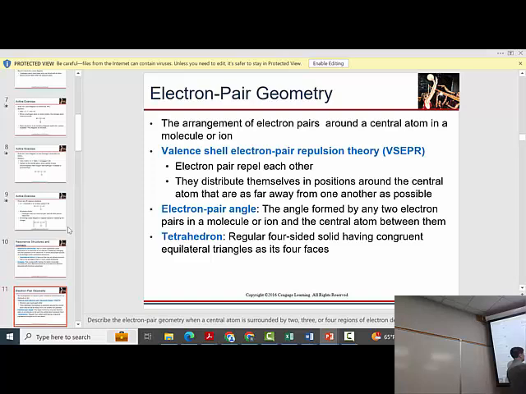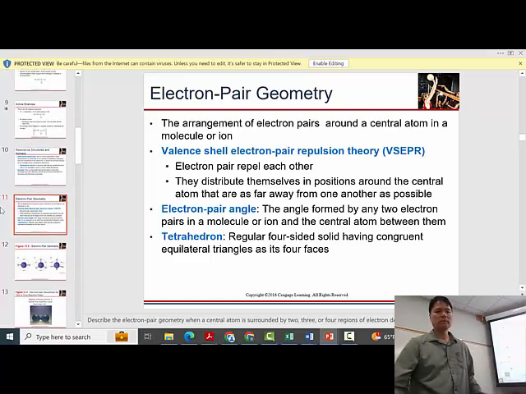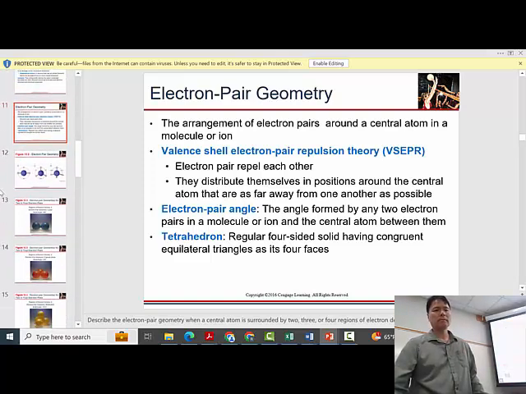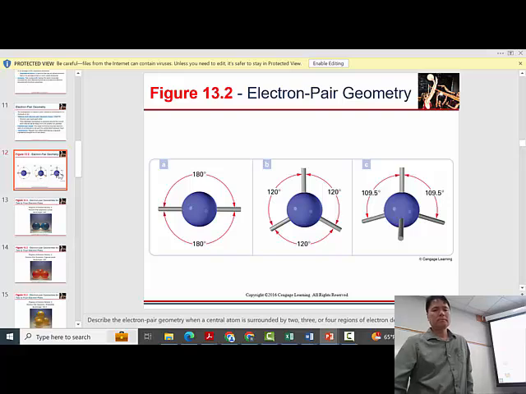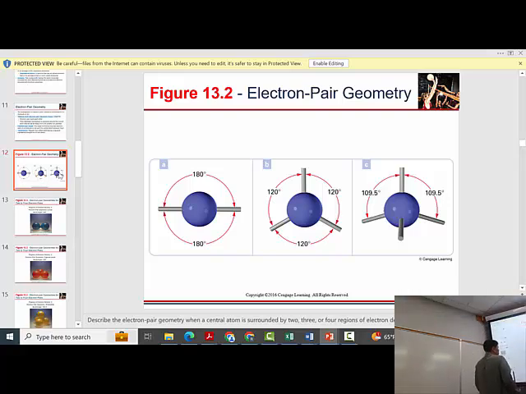This is kind of out of place, but we'll talk about tetrahedrons later. So we'll start thinking about the shape. When we draw Lewis structures, we don't really care about the three-dimensional shape. But if we care about the three-dimensional shape, then we're going to take that Lewis structure and tweak it.